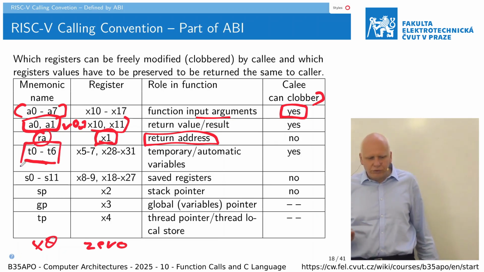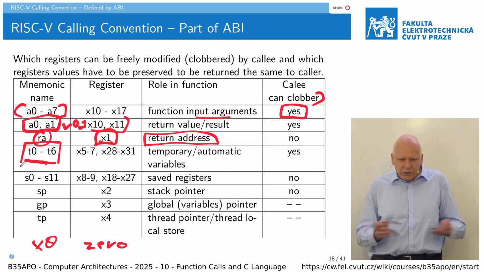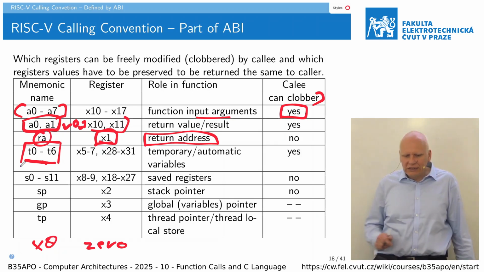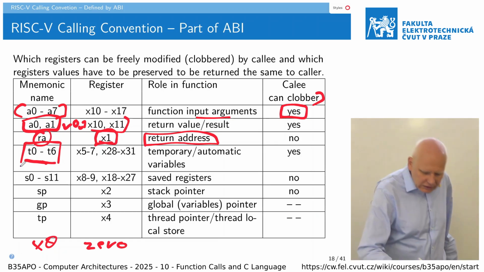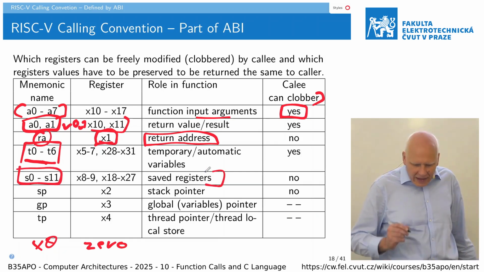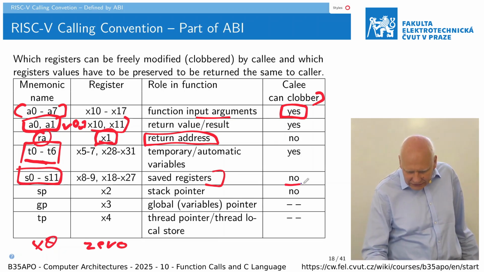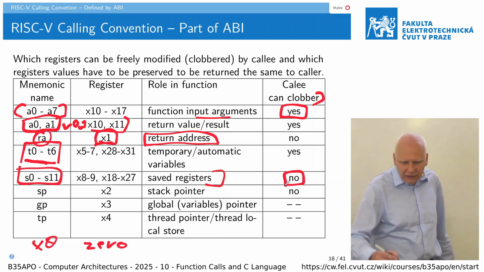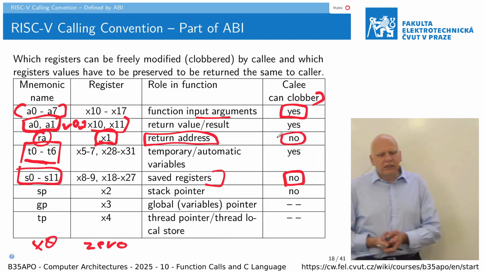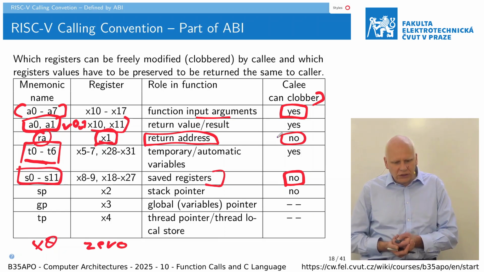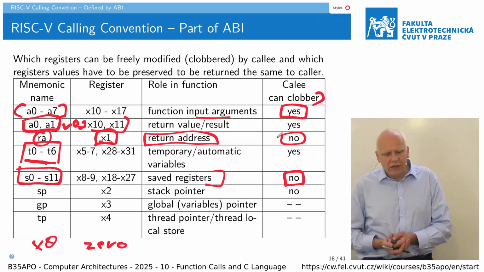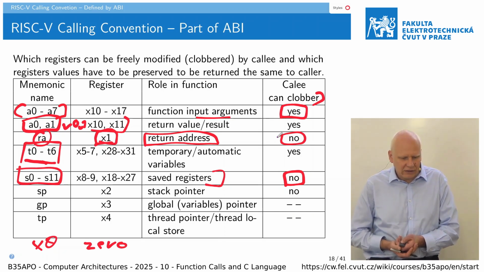Then we have some registers which are specified as temporary. Those can be used for local computation and so on. But if you call a function, you are not guaranteed that they will keep their value. Then there is the set of the saved registers. And for those, it is necessary to ensure that you do not modify them. So basically, for the return address, again, it is the rule that when you return from your function, there will be exactly the value which was in the register when your function was entered.